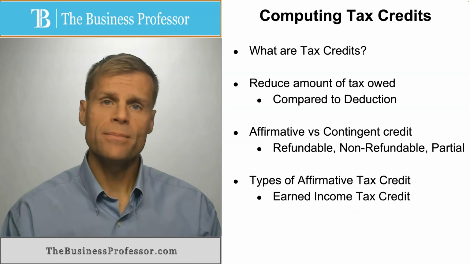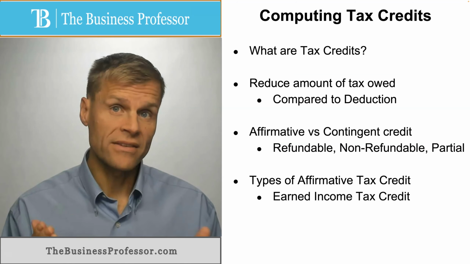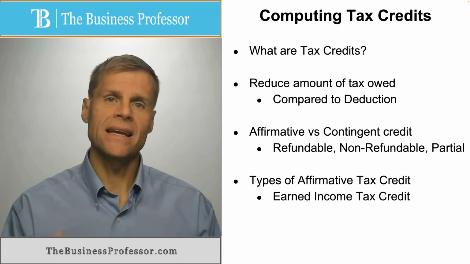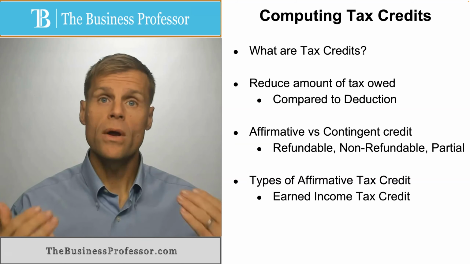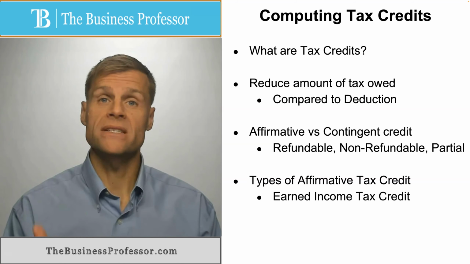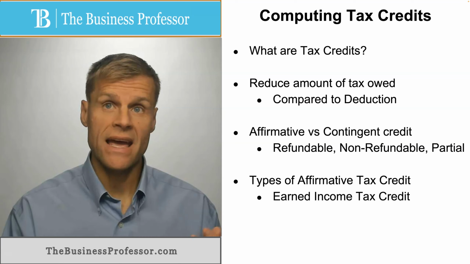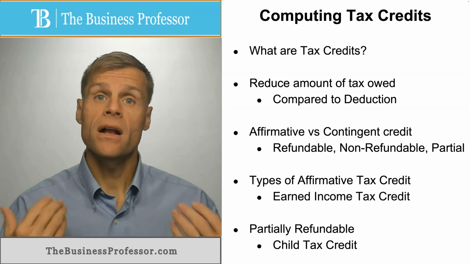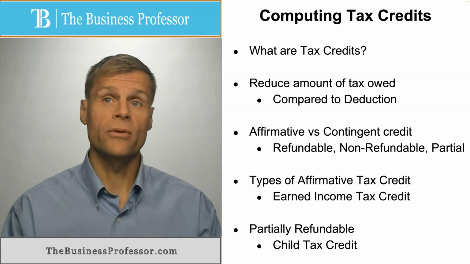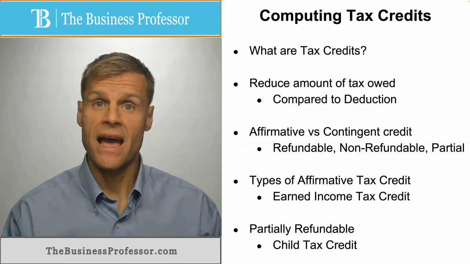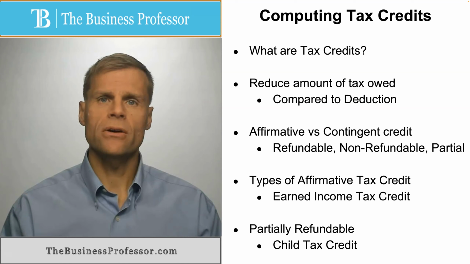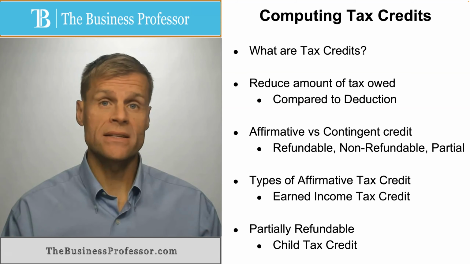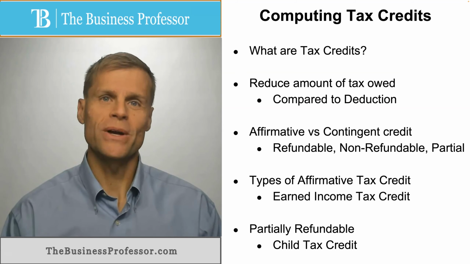Okay, one very popular form of affirmative tax credit is the earned income credit, and that is for low and moderate earners where they can receive a credit back against their tax liability. A very common or well-known form of partially refundable tax credit is the child tax credit. So in a nutshell, this is how tax credits are used under the U.S. tax system.